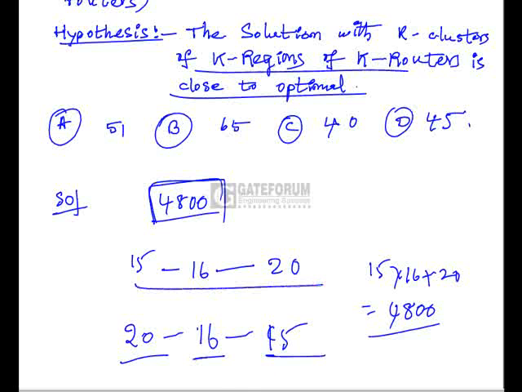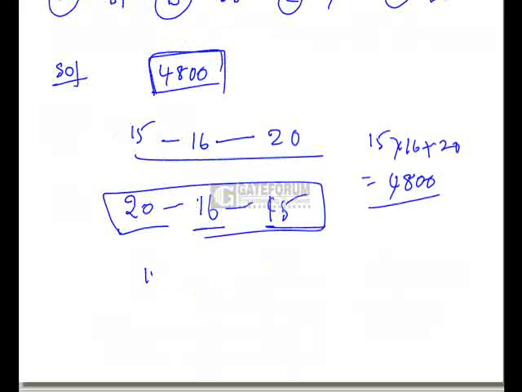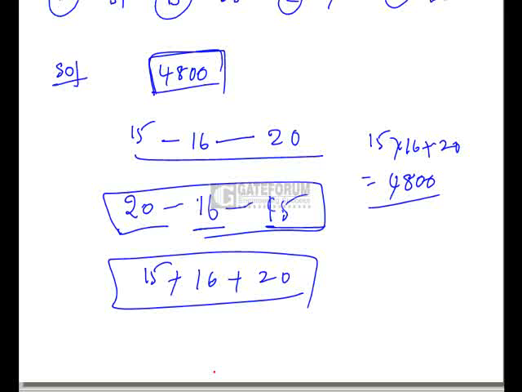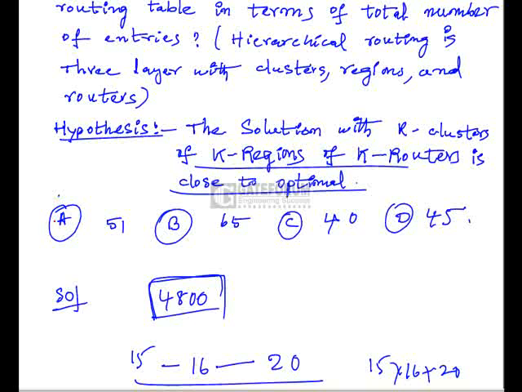Either way, if you add all of this, for 15 routers you have 15 entries, for 16 regions 16 entries, for 20 clusters 20 entries. Total we will have 20 plus 16 is 36, plus 15, 51. Total 51 entries will be there. Option A is the right option here. That means 51 entries will be there in the routing table.